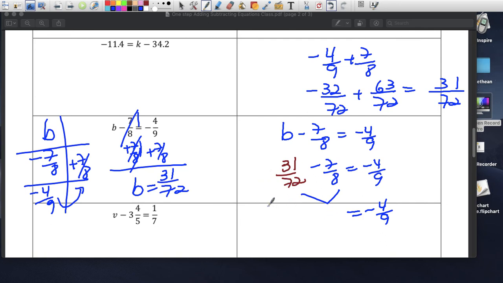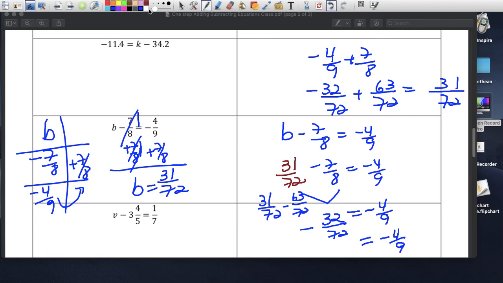So what's the LCM? I'm going to put 72 here, minus 72. This one's already 72, so leave it alone. But the equivalent fraction of 7/8 with the denominator 72 is times 9, so that's 63. So for sure it's going to give me a negative number over 72, and that's going to be 32.